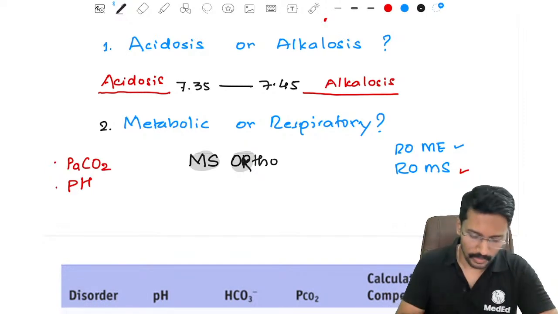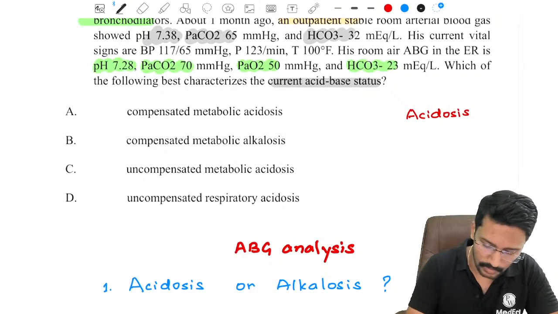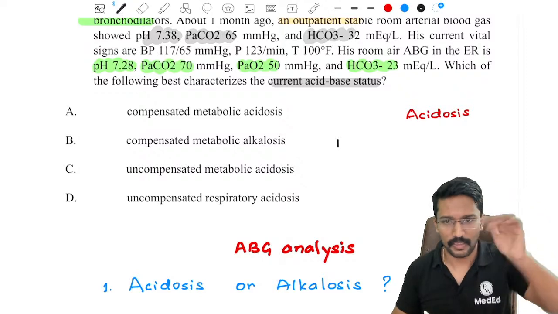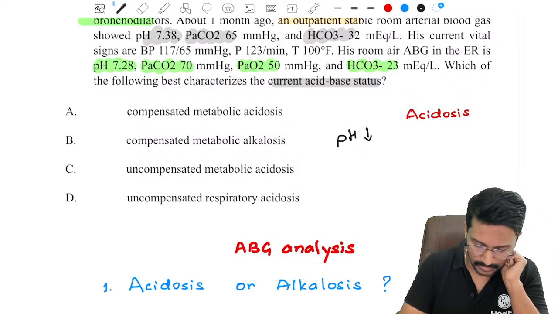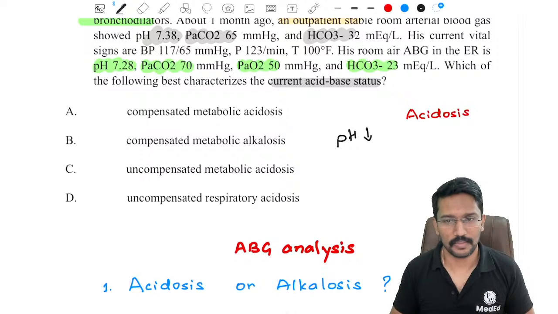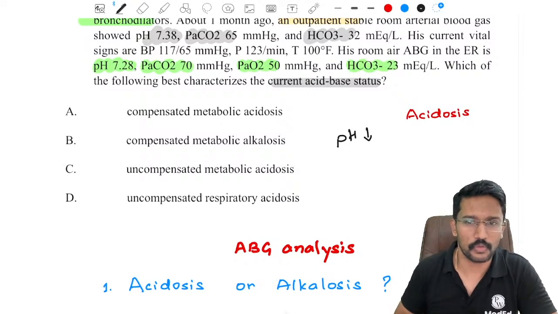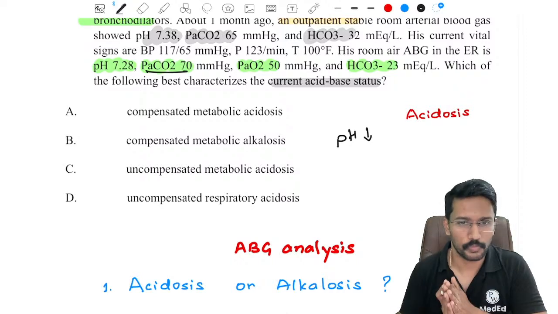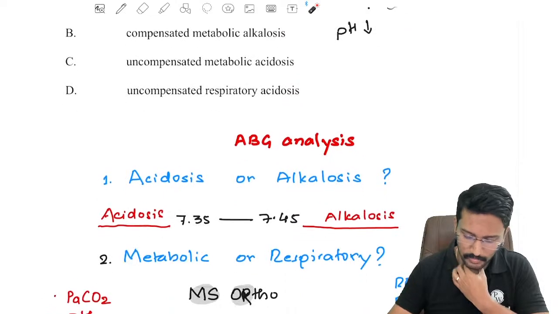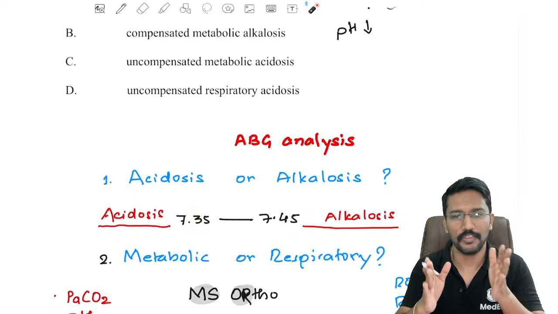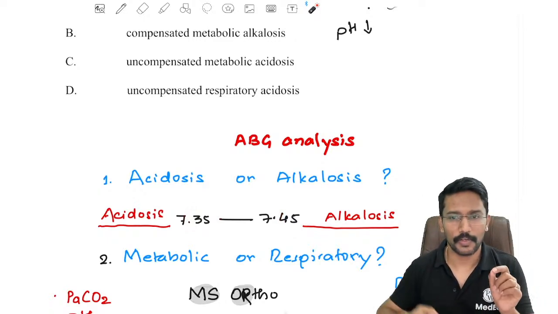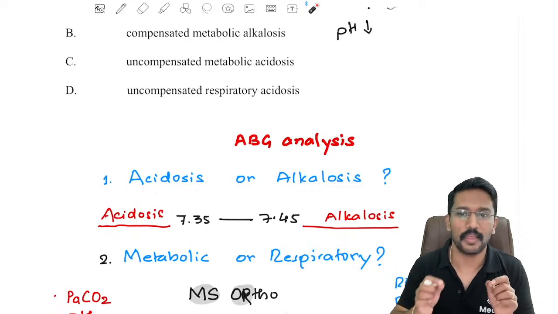So let us look at this ABG itself. What is the pH? The pH is 7.28, that means it is decreasing. It is lesser than 7.35, so it is decreased. And what is happening to the PaCO2? Normal PaCO2 is in the range of 35 to 45 millimeters of mercury. This is very easy to remember, because your pH range and PaCO2 range match the numbers: 7.35 to 7.45 is your pH range, and 35 to 45 millimeters of mercury is your PaCO2 range.